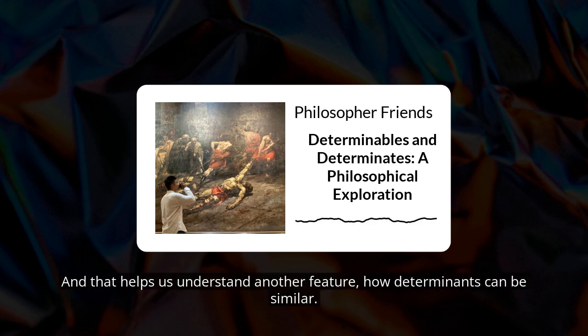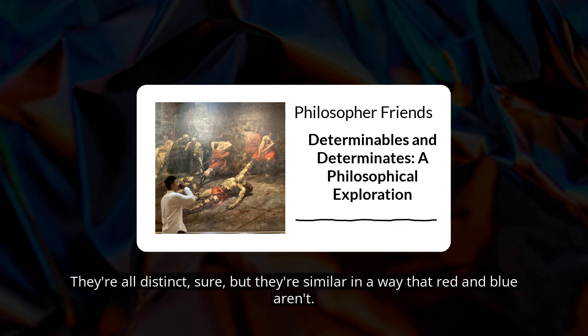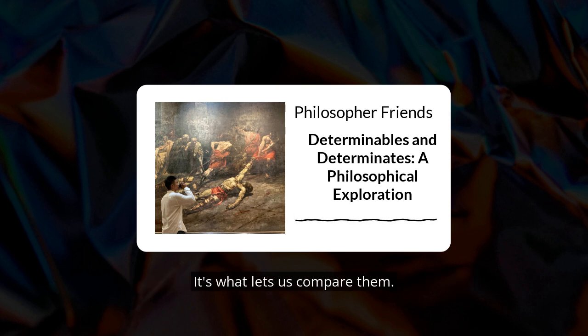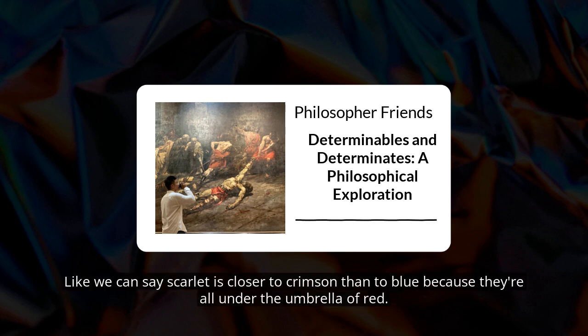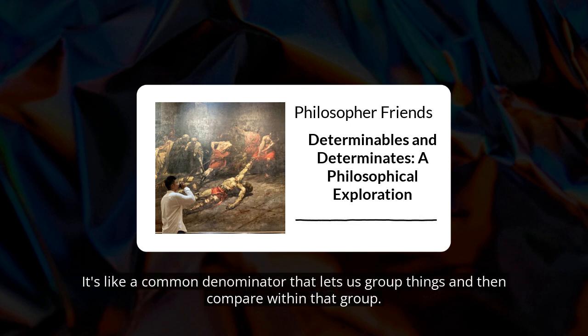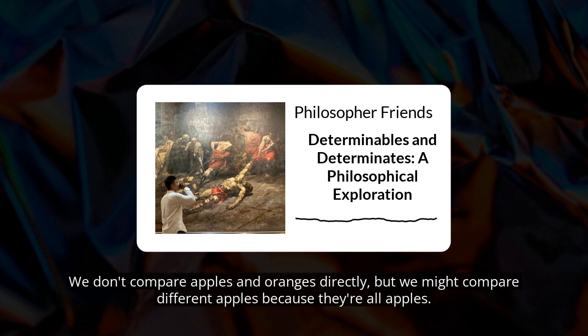Exactly. And that helps us understand another feature, how determinates can be similar. Think about all the different reds. They're all distinct, sure, but they're similar in a way that red and blue aren't. You know what I mean? That's because they all share the determinable redness. It's what lets us compare them. Like, we can say scarlet is closer to crimson than to blue because they're all under the umbrella of red. So that shared determinable is like a common denominator that lets us group things and then compare within that group. We don't compare apples and oranges directly, but we might compare different apples because they're all apples, right?